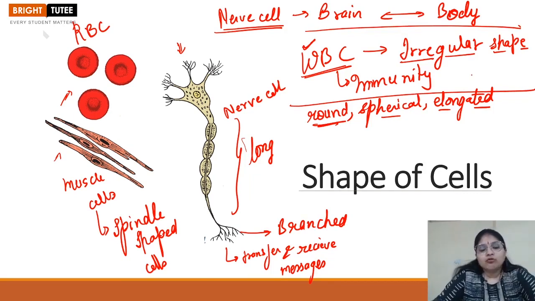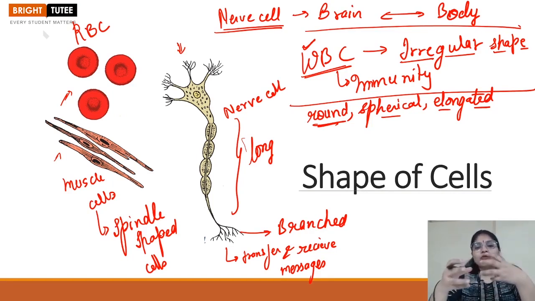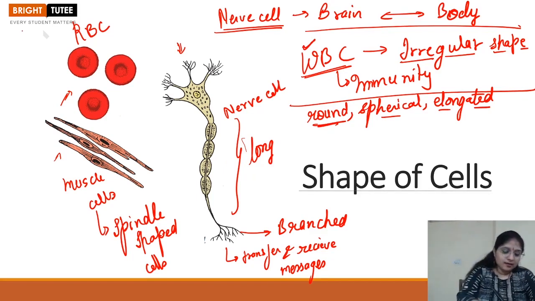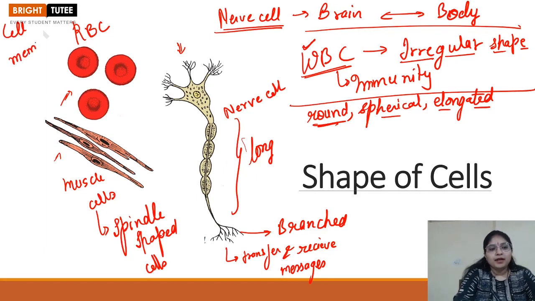So when we talk about the shape of the cell, what do you think gives the shape of the cell? When I say the shape of RBC is spherical, it is disc-like. So how is this shape maintained? What is the part that maintains the shape of the cell? That is the cell membrane. So the cell membrane helps in the maintenance of the shape of the cell, right?